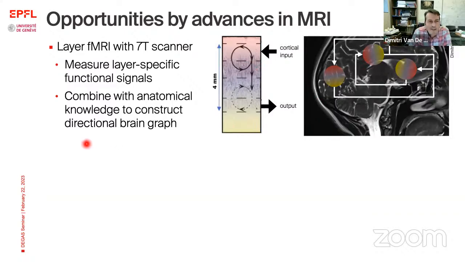And finally, I think there are still a lot of opportunities also by the ongoing and future advances in magnetic resonance imaging. In particular, for instance, there is layer fMRI, which is becoming increasingly feasible with ultra-high field 7T scanners, where we start to be able to measure layer-specific functional signals, which means that within the gray matter, we start to discriminate between signals that are originating from different layers. And depending on the region in the brain, we know that some layers are more processing the input and others are producing the output. So this means that if we combine this knowledge, we could ultimately get to probably directional brain graphs, which of course would not only be more of a challenge in terms of GSP, but then also in terms of insights from the neuroscience be extremely interesting.